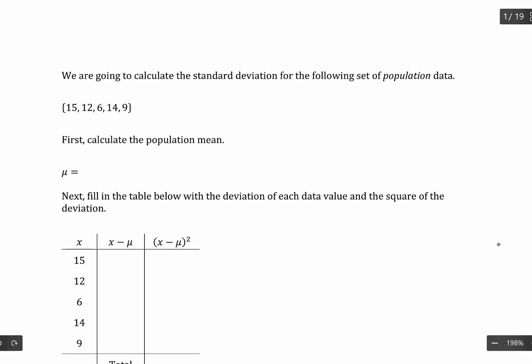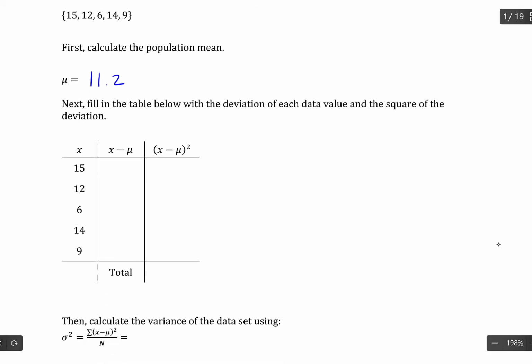So the population mean is 11.2. Next, fill in the table below with the deviation of each data value and the square of the deviation. So the deviation is the distance from a data value to the mean. So it's a measure of linear distance. So we're going to see how far away each of these data items are from the mean itself.